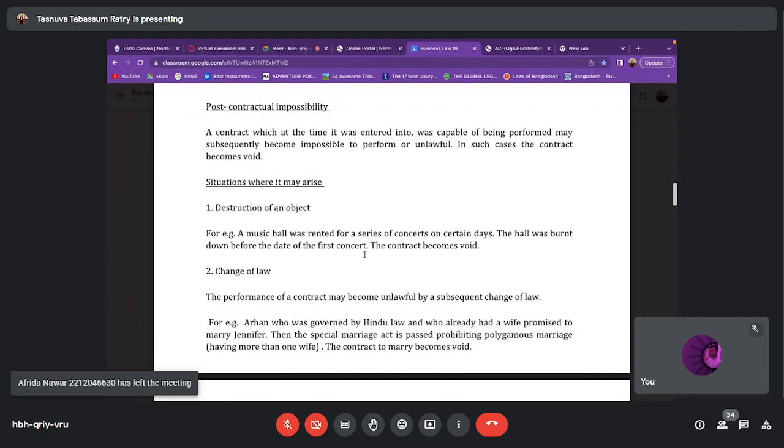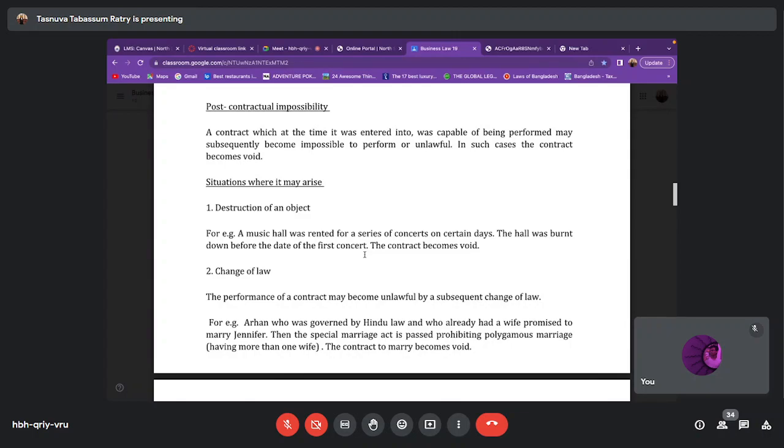Yes, the music hall was there and it was capable of performance, for the purpose for which he rented it. However, due to a subsequent event, it became impossible to perform. That is what we call post-contractual impossibility, or supervening or subsequent impossibility.